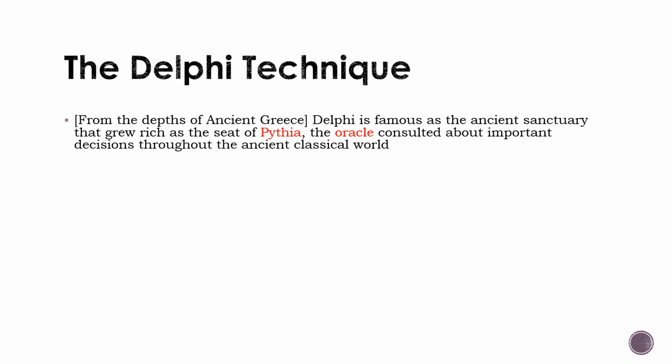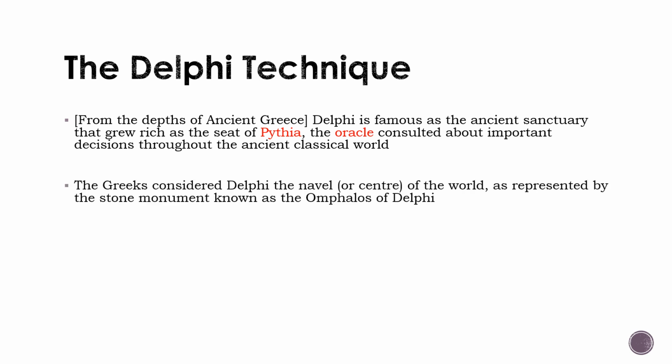So we are in ancient Greece now. Delphi is famous as the ancient sanctuary that grew rich as the seat of Pythia, the oracle consulted about important decisions throughout the ancient classical world. So that is where Delphi is famous from. And I understand there are a lot of terms which you might not have understood. So let's move on. There are 4 points on this slide. That was just the first one.